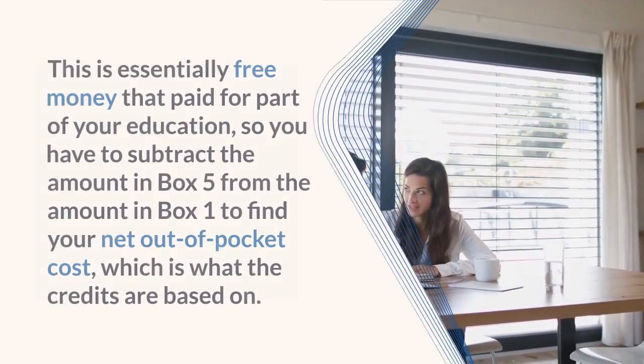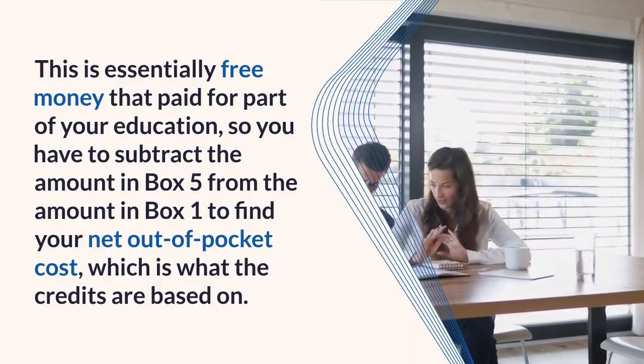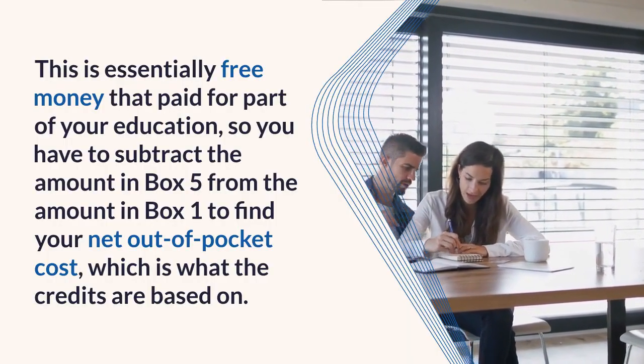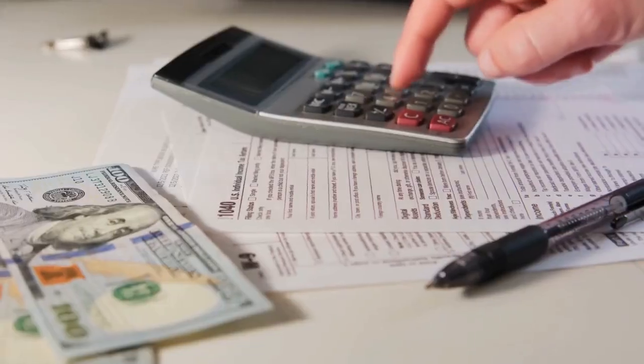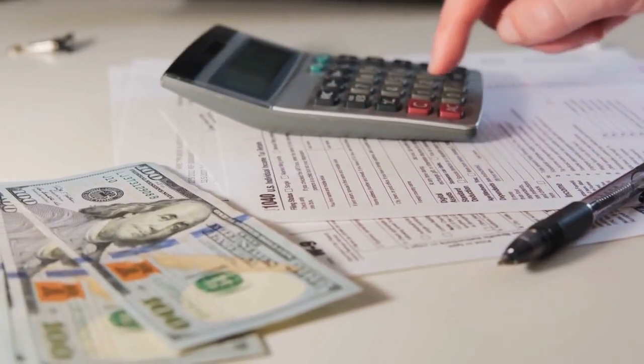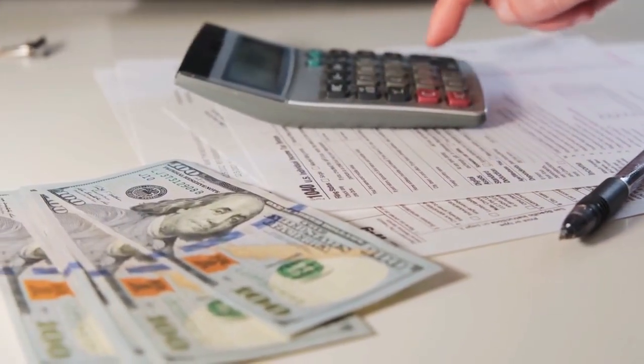This is essentially free money that paid for part of your education, so you have to subtract the amount in Box 5 from the amount in Box 1 to find your net out-of-pocket cost, which is what the credits are based on. For example, if Box 1 shows $10,000 and Box 5 shows $4,000, you can only potentially claim a credit based on the $6,000 you actually paid.